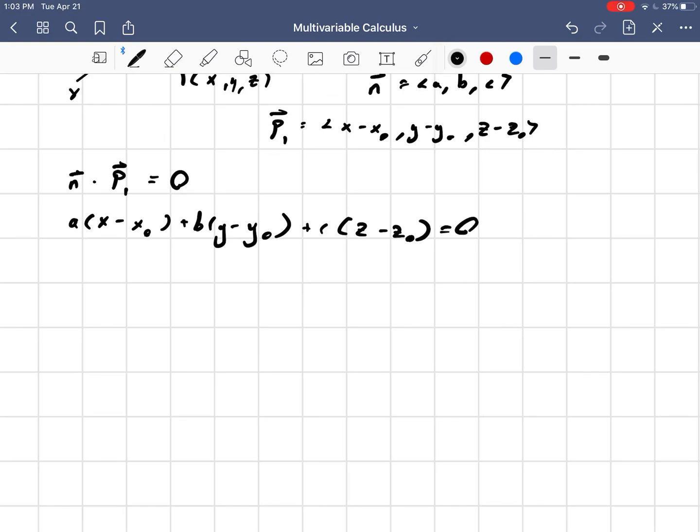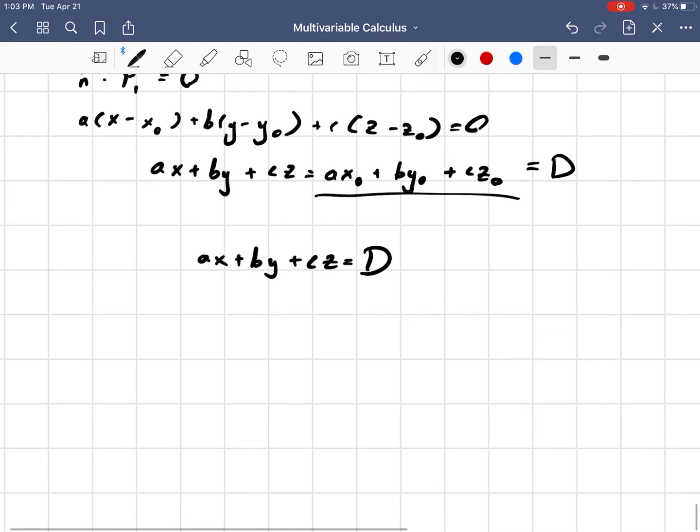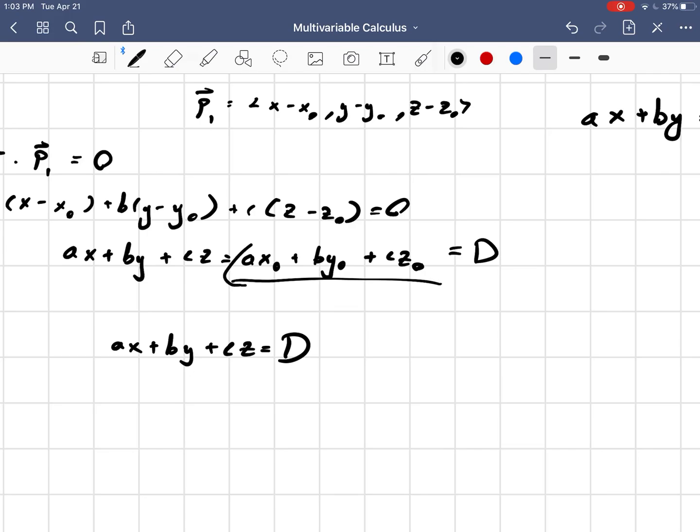This means that if I take A times x minus x naught plus B times y minus y naught plus C times z minus z naught, I'm going to get 0. And I can make this ax plus by plus cz equal to ax naught plus by naught plus cz naught. And I'm going to call this whole part here capital D. So my planar equation: ax plus by plus cz equals D. That is the standard form of the equation of the plane.